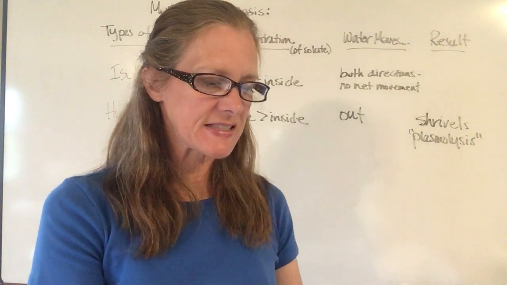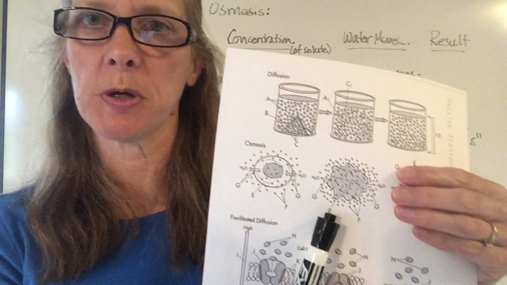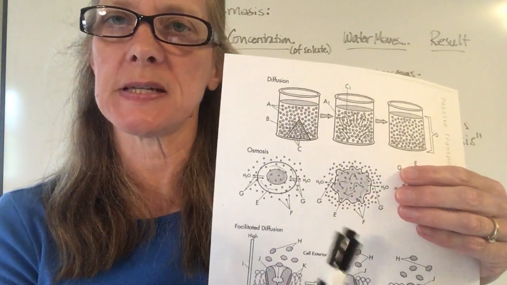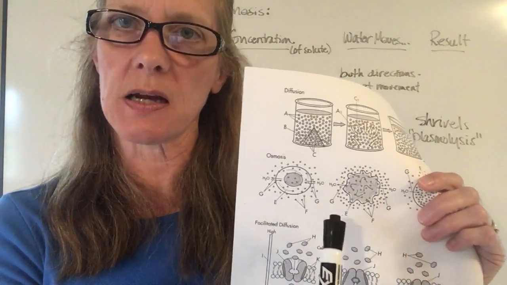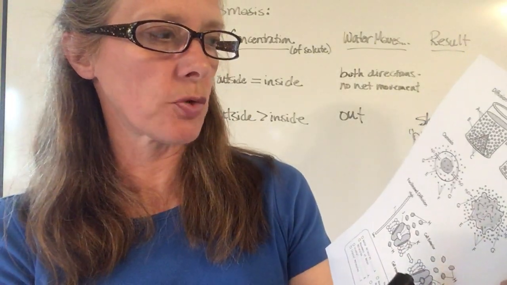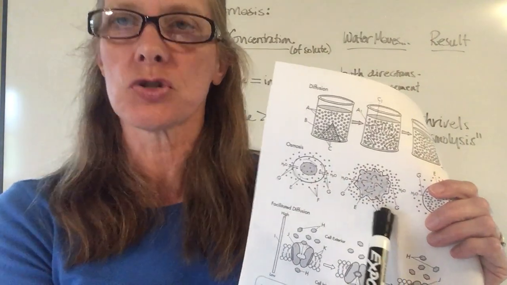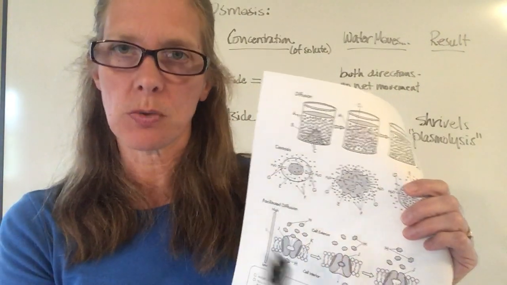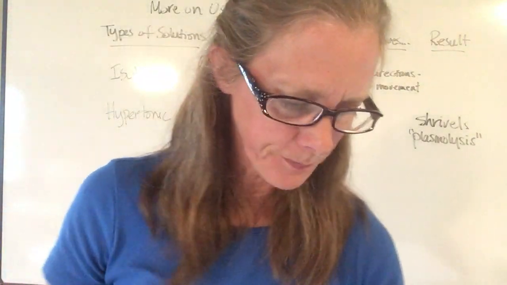That is what the second picture on this diagram is supposed to be representing. Here you can see that the arrows are all moving outside. The cell is supposed to look shriveled because there's a whole lot more particles on the outside than there are on the inside. So the water's moving out to equalize the concentration and the cell just shrivels up. Okay?